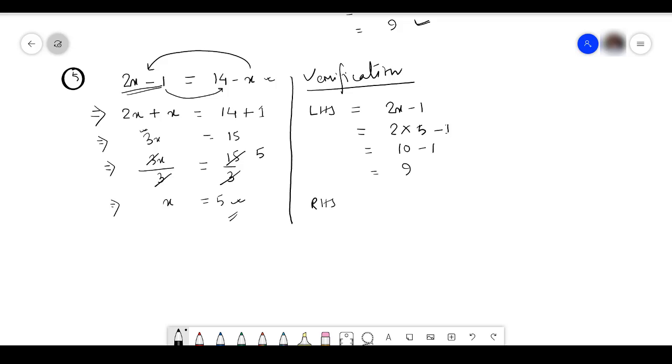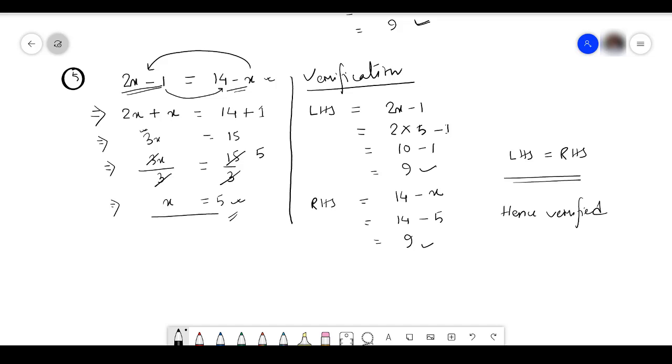While coming to the right hand side, I am getting the expression to be 14 minus x. So this is the result, 14 minus x. So 14 minus, in place of x, what can we put? It is 5. The result will come as 9. 14 minus 5, the result comes as 9. So again we are getting here LHS equals to RHS because both the sides are equal. So the conclusion drawn here is LHS equals to RHS, hence verified. And the required solution is this one, x equals to 5.